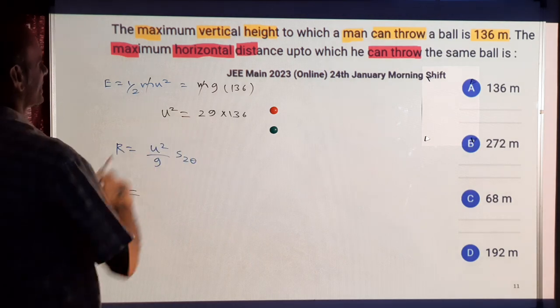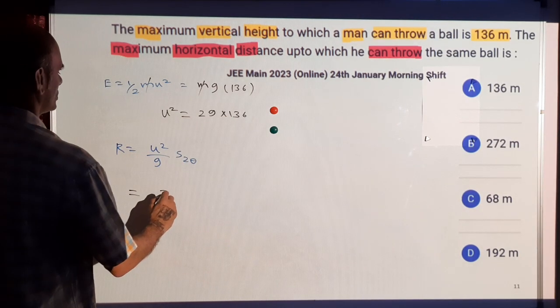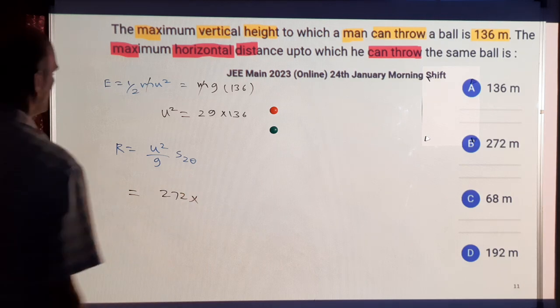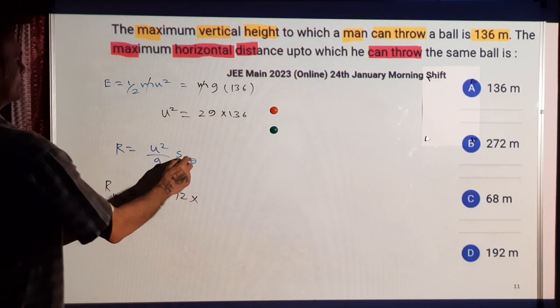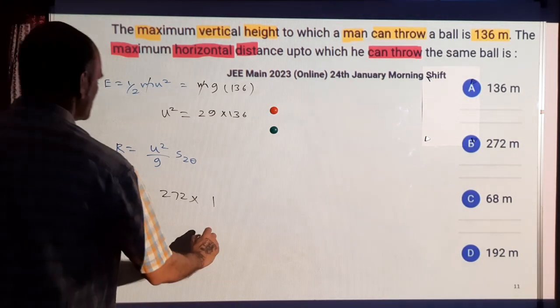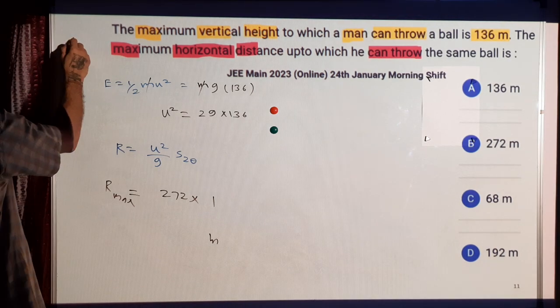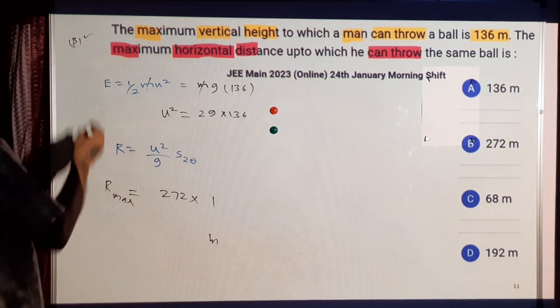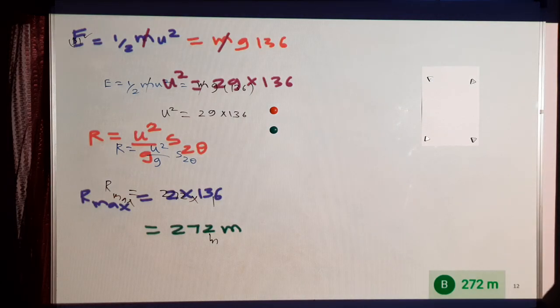So from here, I can get u square by g as 2 into 136, that is 272. And for the range to be maximum, 2 theta should be 90 degrees. So the maximum range is this many meters, SI units. B is the option. B is the correct answer.